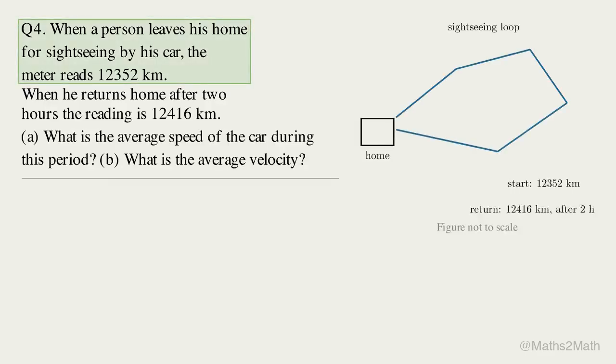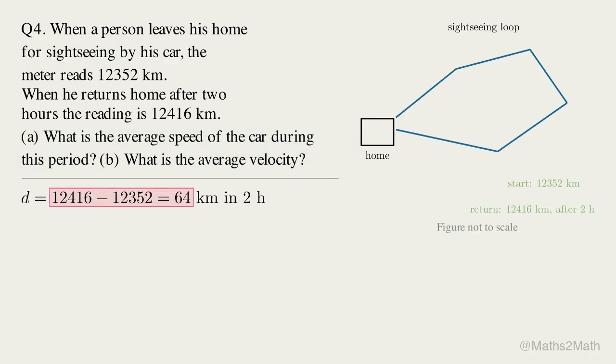Question 4. Leaving home, the car's meter reads 12,352 kilometers. Returning home 2 hours later, it reads 12,416. Find the average speed and the average velocity. What does this mean? The meter measures distance along the road, but he ends where he began. The distance driven is the difference of readings.